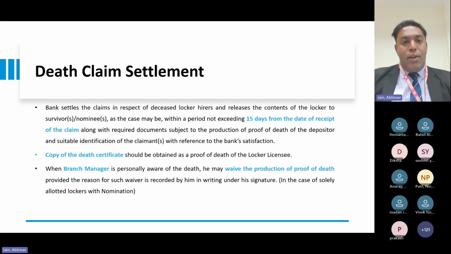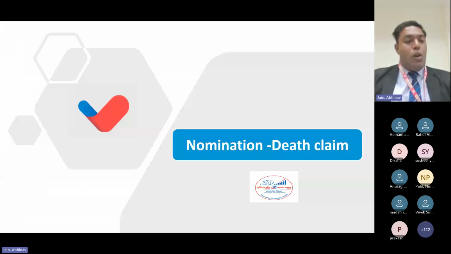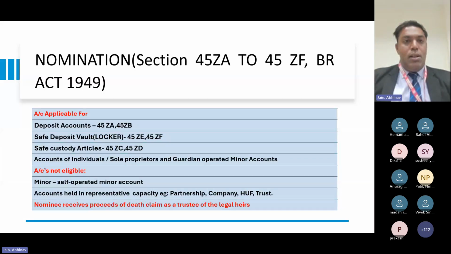The bank should have a copy of the death certificate, and the branch manager, if he or she is personally aware of the death of the customer, can waive this death proof requirement. Okay, so this is the procedure of death claim settlement specifically in case of locker. Now we will be discussing the death claim settlement procedure of normal nomination and death claim. Up till now, we were discussing the procedure of nomination and death claim in case of locker.